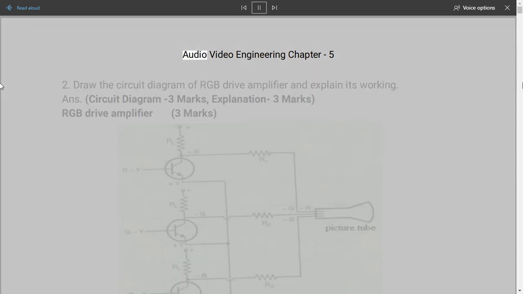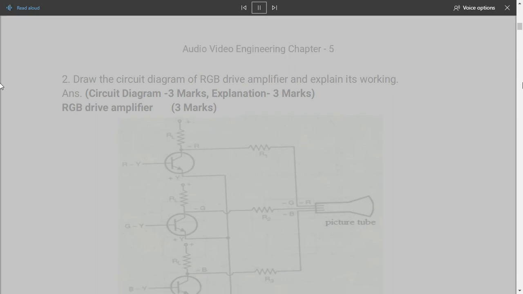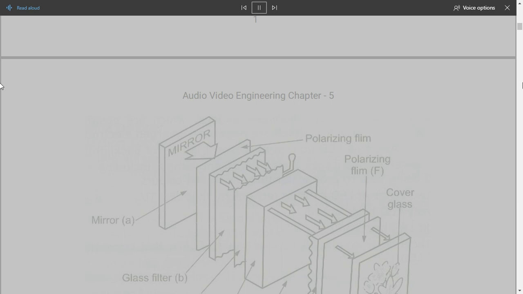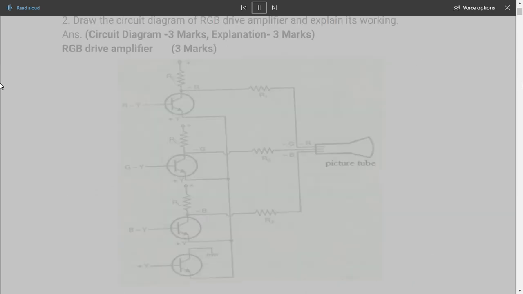Audio Video Engineering, Chapter 5. Question 2. Draw the circuit diagram of RGB drive amplifier and explain its working. Answer: circuit diagram, 3 marks; explanation, 3 marks.